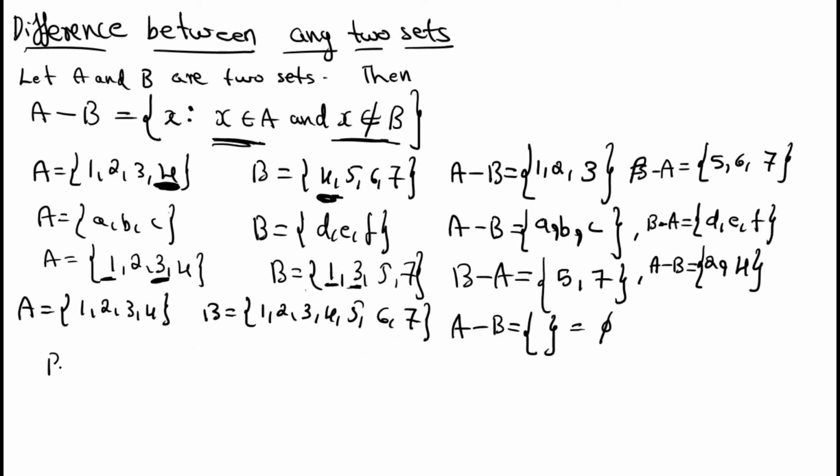But calculate B minus A. B minus A is equal to elements of B which are not in A. What are the elements of B? 1, 2, 3, 4. This much elements 1, 2, 3, 4 are in set A. Write the remaining elements, that is 5, 6, 7. Okay, this much possibilities are there. So it's the value of B minus A.